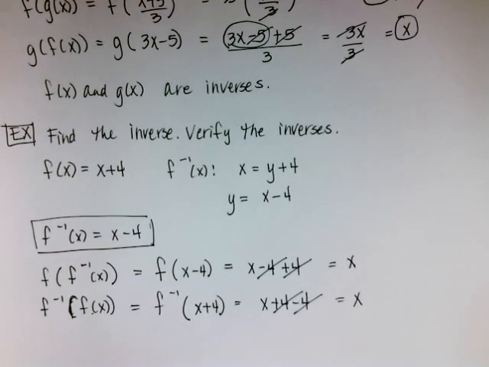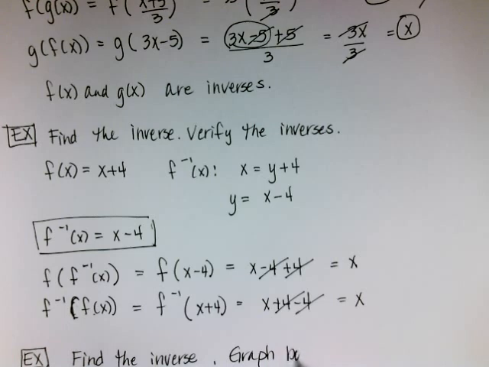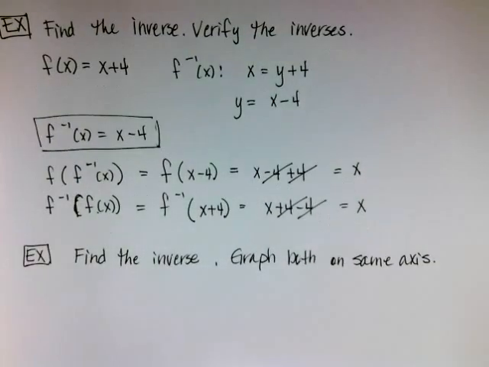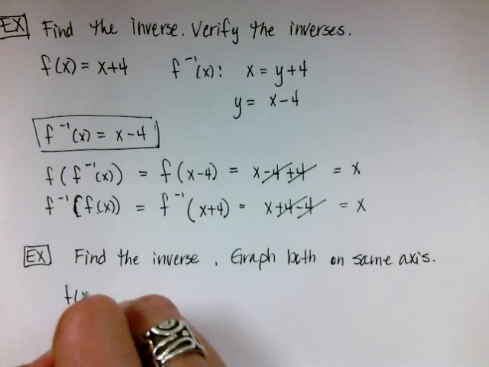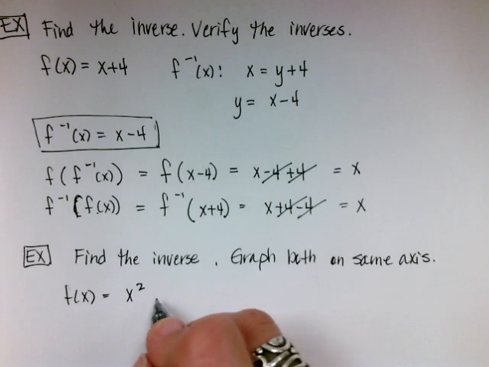Alrighty. So now I'm going to do another example, and I'm going to find the inverse algebraically, and then I will show you what it looks like in your grapher. So I'm going to find the inverse, and then I'm going to graph both on the same axis. All right, so the equation that I want to find the inverse of is f of x is equal to x squared, okay?